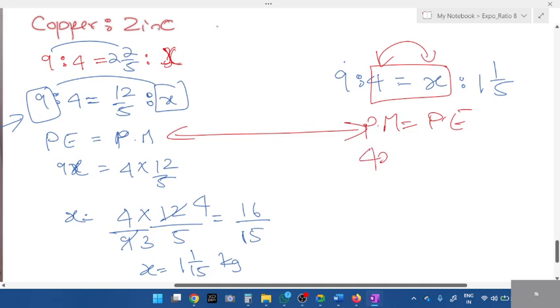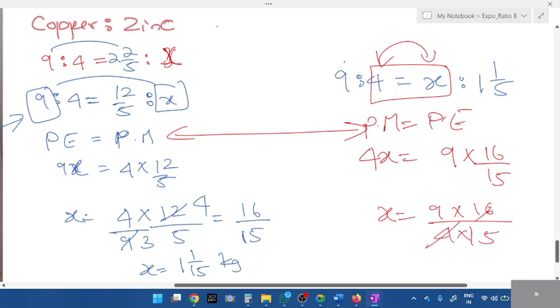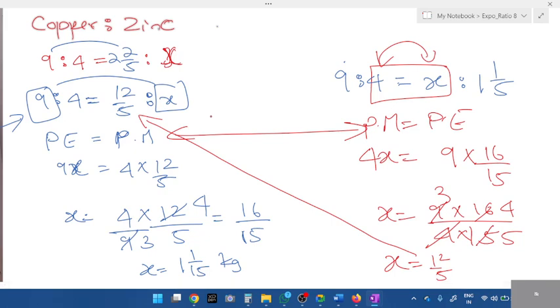So product of means is 4X is equal to extremes, 9 into 16 by 15. X is equal to 9 into 16 by 15. Bring down this 4. 4 ones are 4. 3 threes are, 3 fives are. If you multiply, you'll get X is equal to 12 by 5. See, we are getting the same answer. In the second question, I took the zinc value. Whatever X value we got, I took zinc and tried to find the copper value. So let them give any question, use that proportion concept, students. Use the formula for proportion, A, B, C, D.